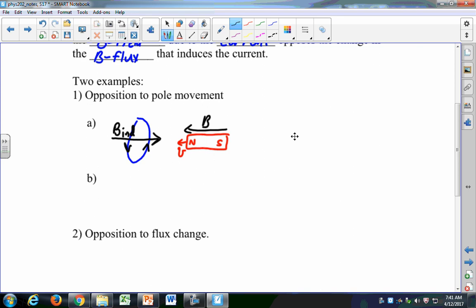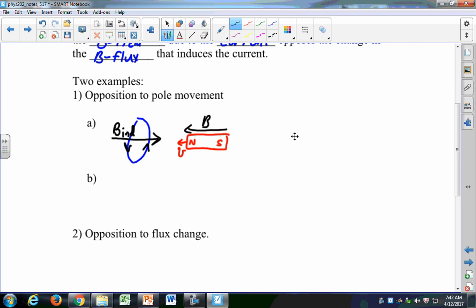So if I think about this loop of wire, this is on the back side, this is on the front side. If my current is like this, then my magnetic field is like this. So this is a loop that we're looking at from this direction, and that current goes in this direction, causing an induced magnetic field to the right. But notice that the induced magnetic field is opposite the direction of the magnetic field of the magnet. So Lenz's law describes this, that the induced magnetic field will be opposite the direction of the changing magnetic flux.